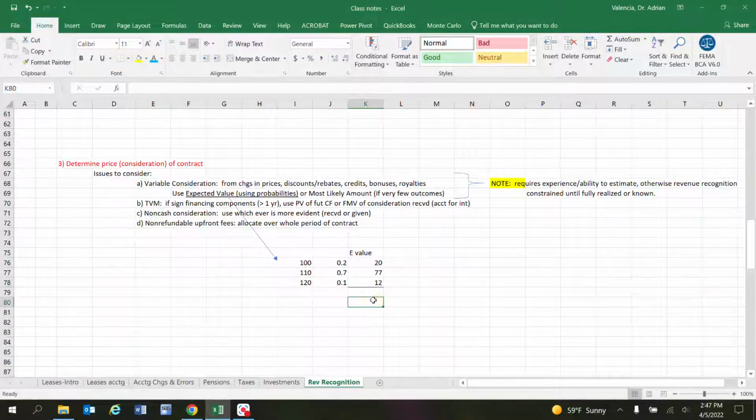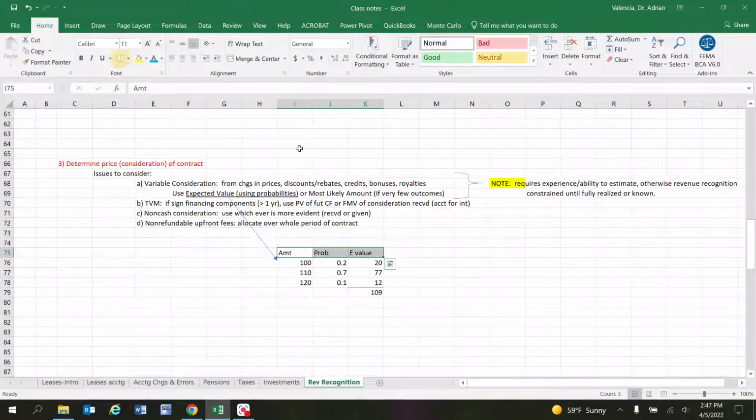So when you do this, you sum it up, and we would say that the expected value from this contract based on this probability assessment is $109, and that would be the price or the consideration we would use for the contract. That would be if you're using an expected value approach. If you only have a couple of outcomes, you could just use the most likely amount from those two potential outcomes.